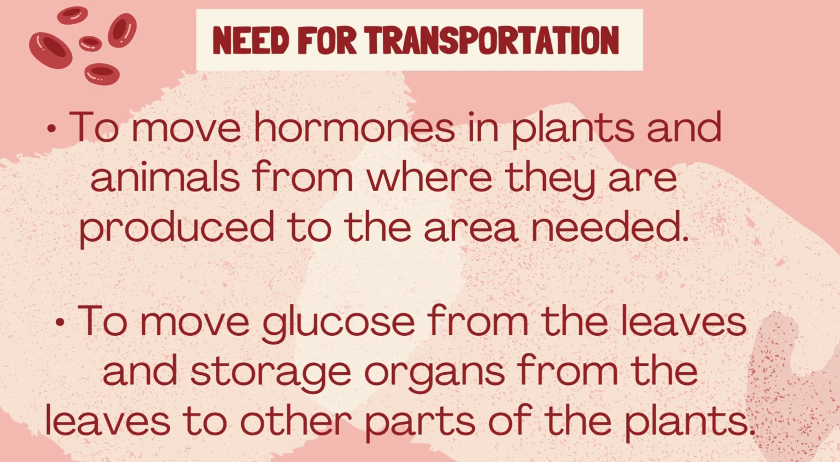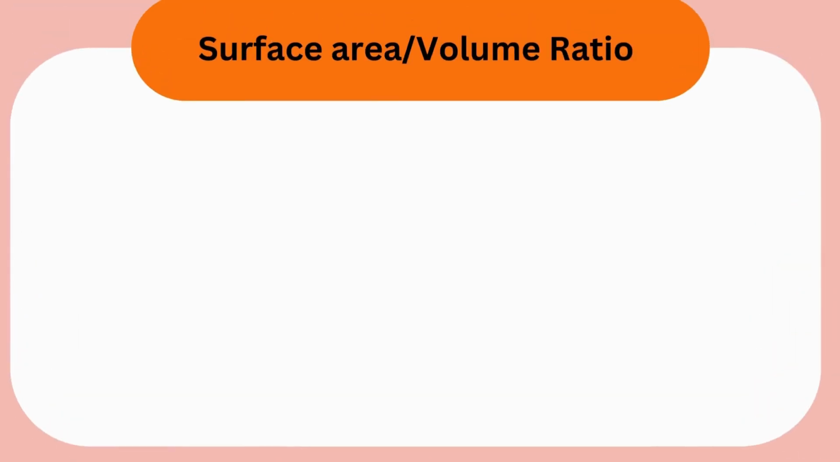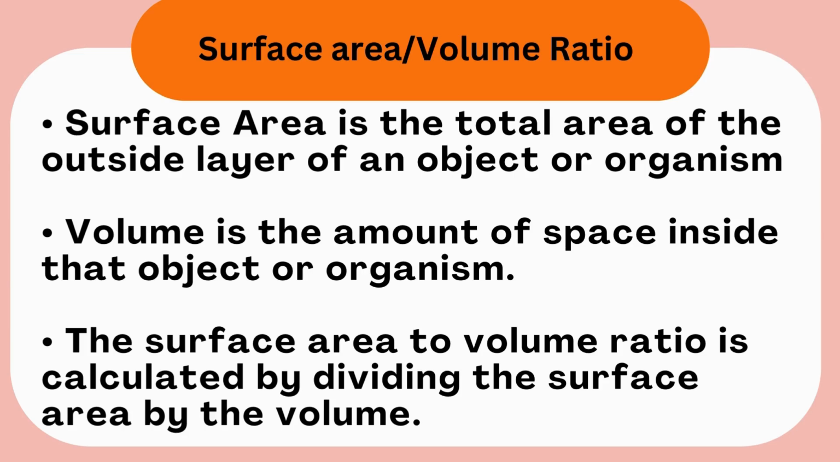Now, before we go on in describing what transport system in different organisms looks like, there is a concept that we need to understand, and this concept is the concept of surface area to volume ratio. Now, what is surface area to volume ratio? Surface area to volume ratio is a concept in biology that refers to the relationship between surface area of an object or organism and its volume.